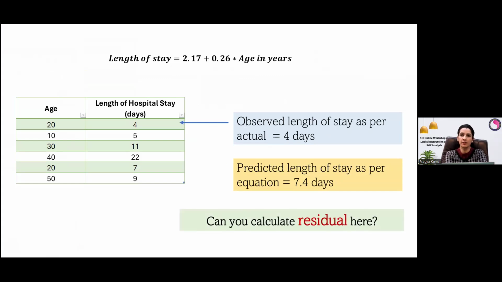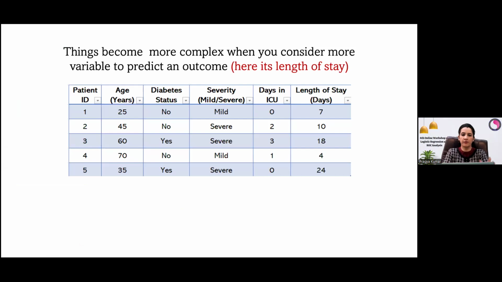Can you calculate the residual? And what is a residual actually? For those of you who don't know, we say the residual is the error: the difference between the actual and the predicted. Since the predicted length of stay as per the equation is 7.4 days and the observed length of stay is 4 days, yes, all of you are right. It is not 1.27, Lakshmi. Rather, it is 3.4 days. I think 1.27 will be for some other value of age.